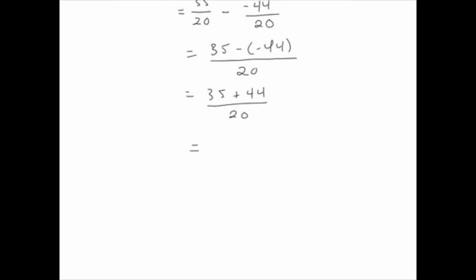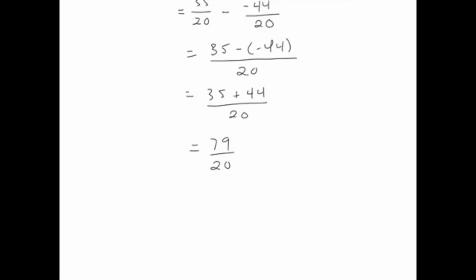And so 35 plus 44 is equal to 79 over 20. And now we have an answer that is an improper fraction, and we're going to convert that back to being a mixed number in order to simplify. And so to do that, I am going to begin by dividing, and you can look at this in another video that I have outlining how we can convert back in between improper and mixed numbers, and I will include that link at the end of this video.